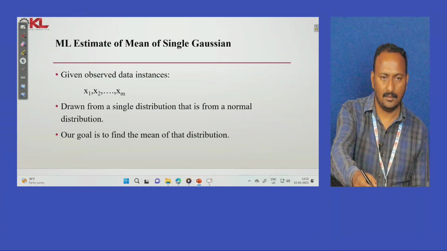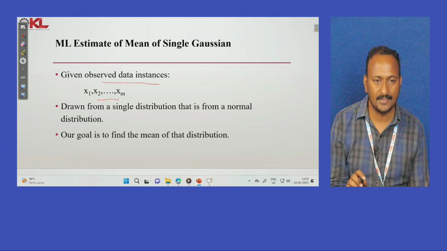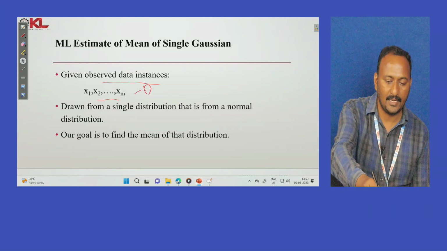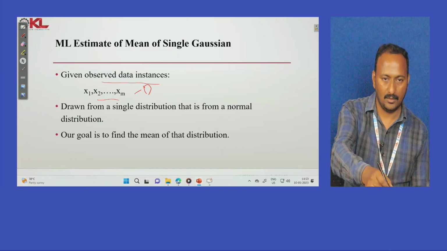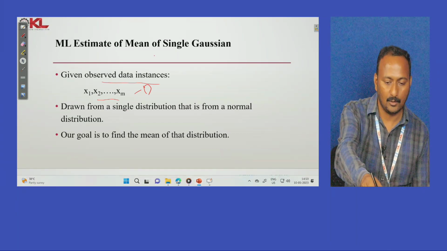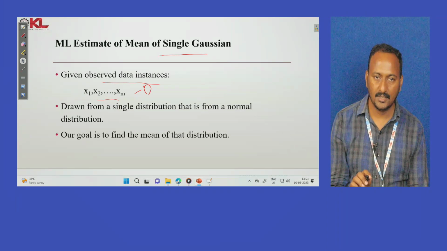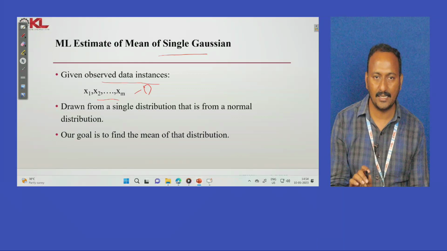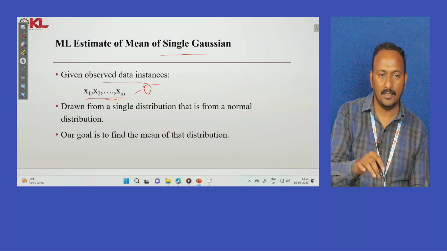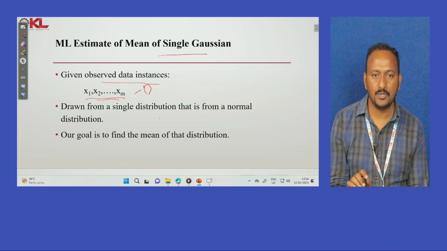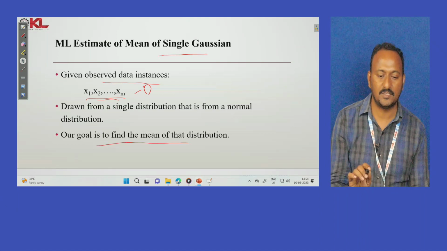We are considering the given observed data instances as x1, x2 up to xm. So our D contains x1, x2 up to xm as the data instances. Initially we are considering a single Gaussian, though actually we need to find the means of the k Gaussians. With a single Gaussian, the data instances are drawn from a single normal distribution, and our goal is to find the mean of this particular distribution.